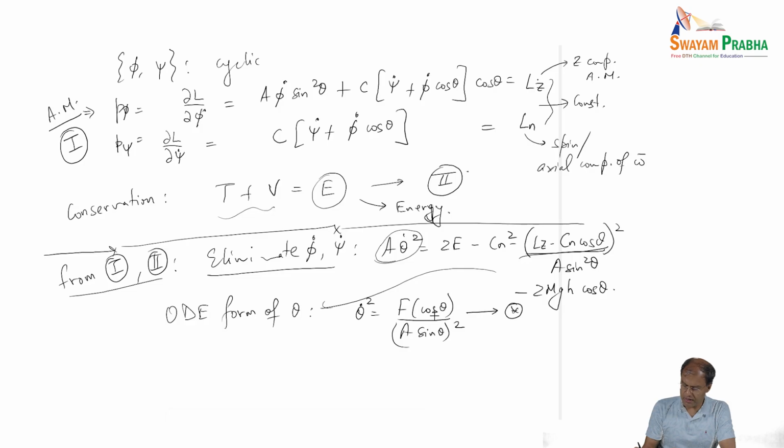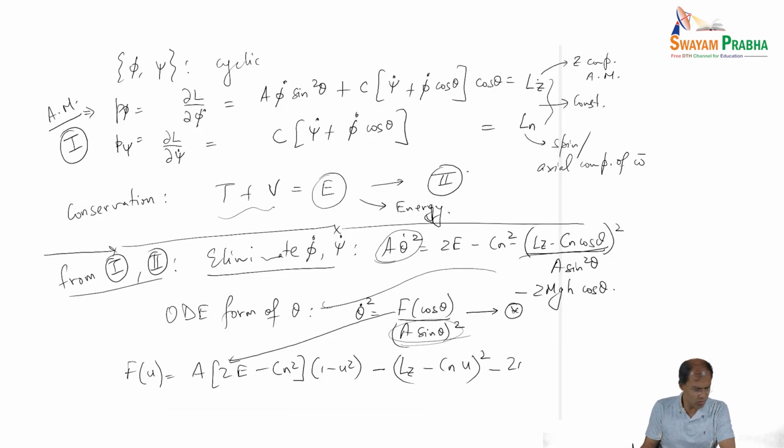Okay, so then let me call cos theta to be u. So let us say this is my numerator, as follows, where u is our cos theta. So this is a times 2E, since we have taken a least common multiple, LCM. So a times 2E minus Cn square times 1 minus u square, minus Lz minus Cn u whole square, minus 2a mgh times u times 1 minus u square, right?